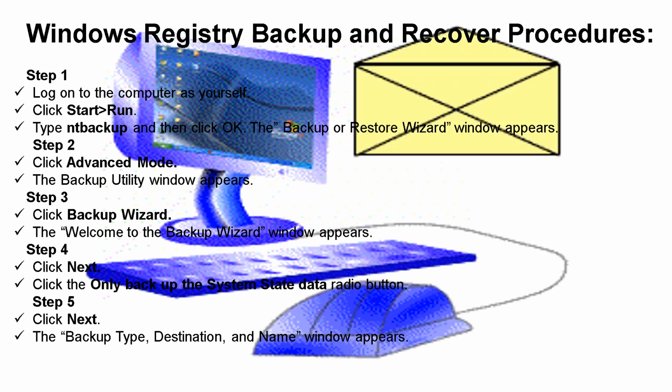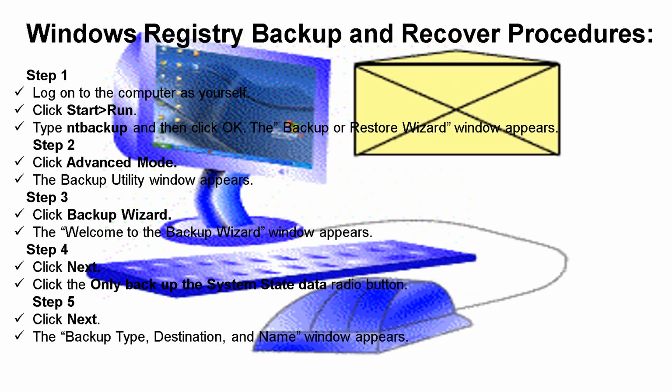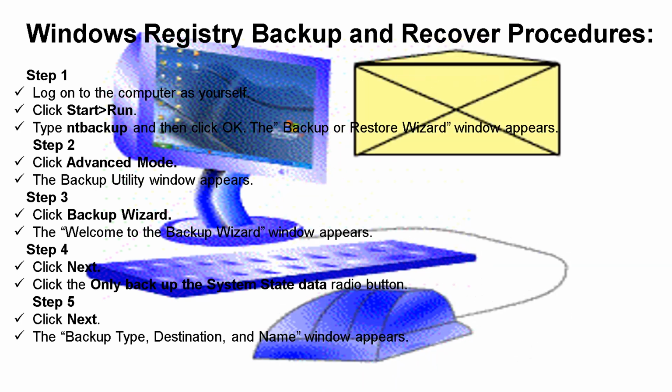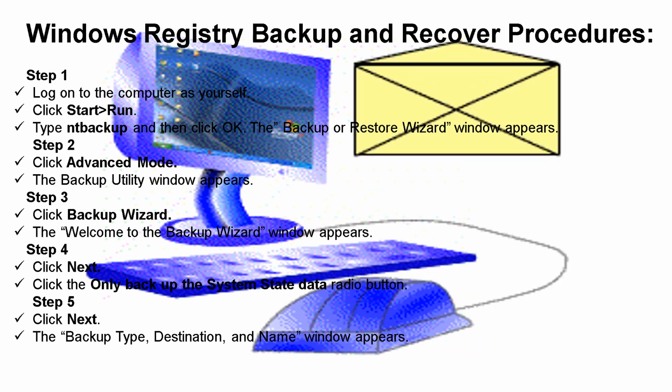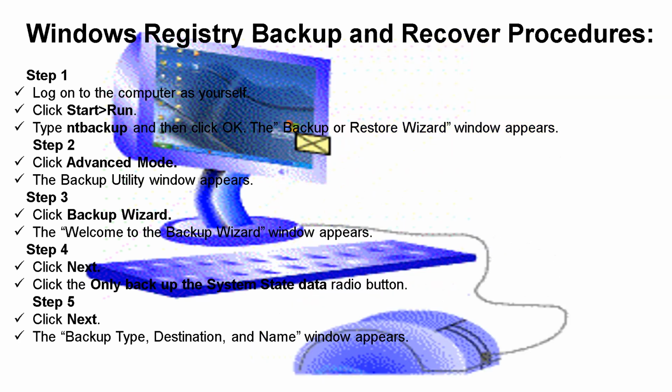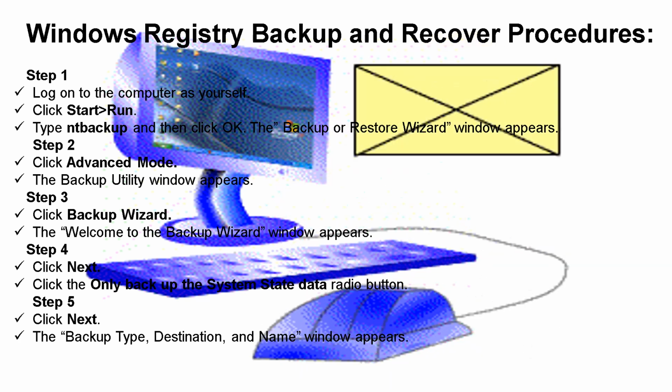There are 25 procedures in Windows Registry Backup and Recover. Step 1. Log on to the computer as yourself. Click Start, Run, then type NTBackup and then click OK. The Backup or Restore Wizard window appears.